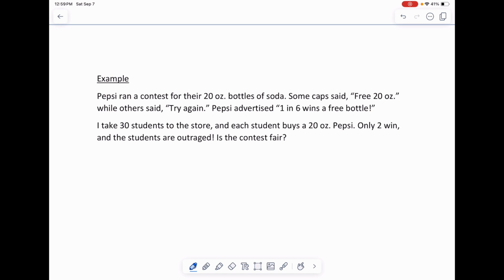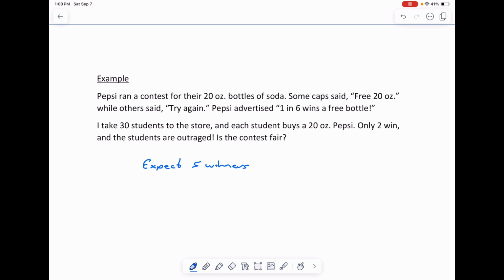So I take 30 students, and each student buys a 20-ounce bottle, but only 2 students win, and the students are outraged, right? They're saying this contest is unfair. They're liars. They're just some big corporation trying to take our money. Because, of course, if we think about this, if 1 in 6 win, we would expect 5 winners, right?